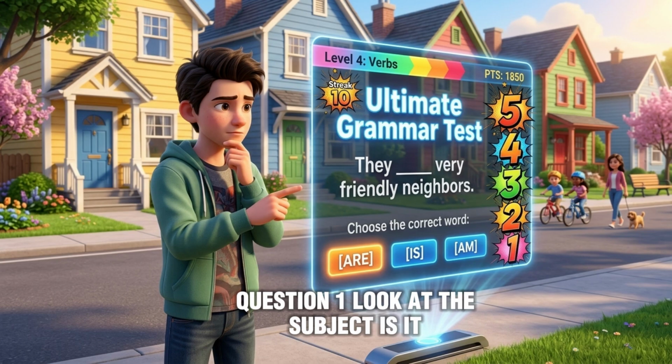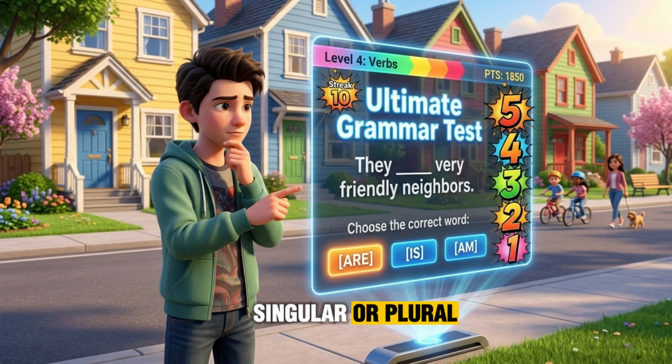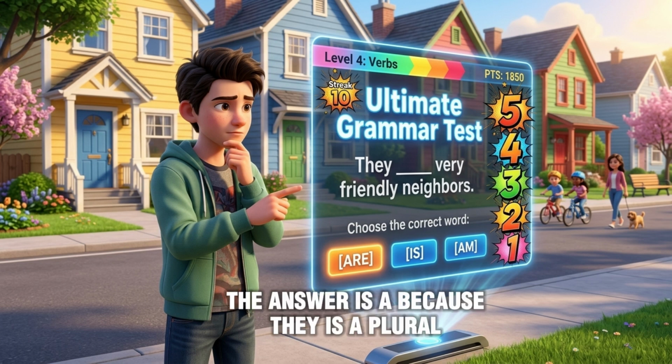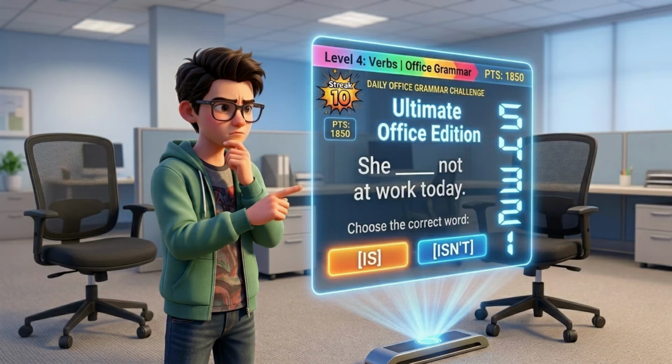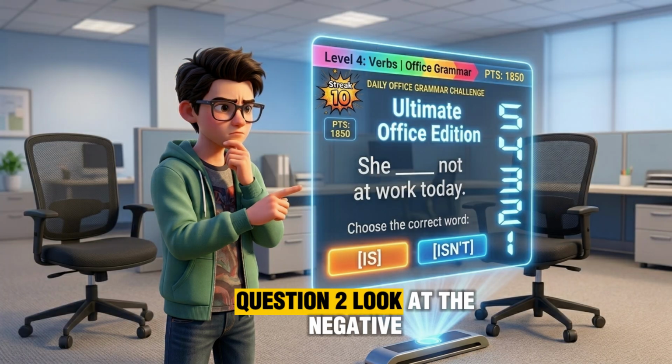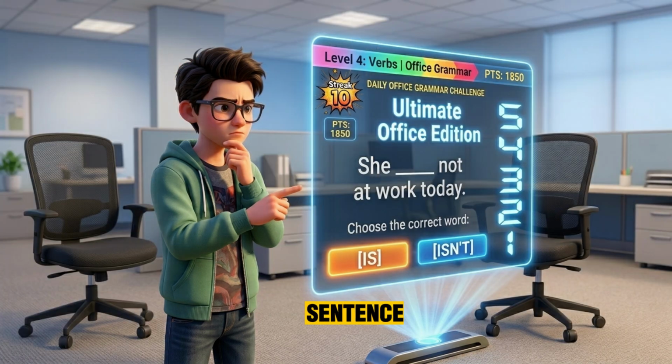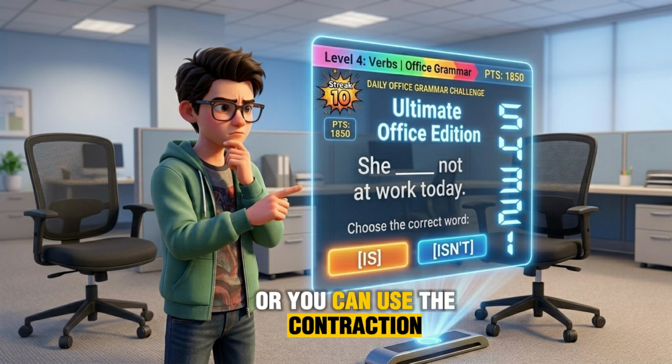Question 1. Look at the subject. Is it singular or plural? The answer is are, because they is a plural pronoun. Question 2. Look at the negative sentence. What fits with she? The answer is, or you can use the contraction, isn't.